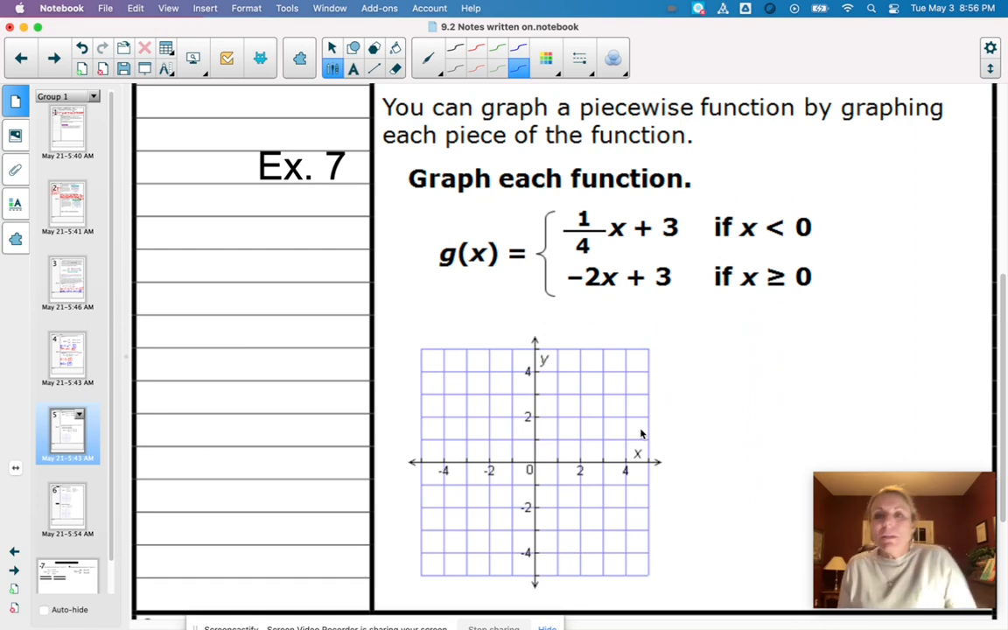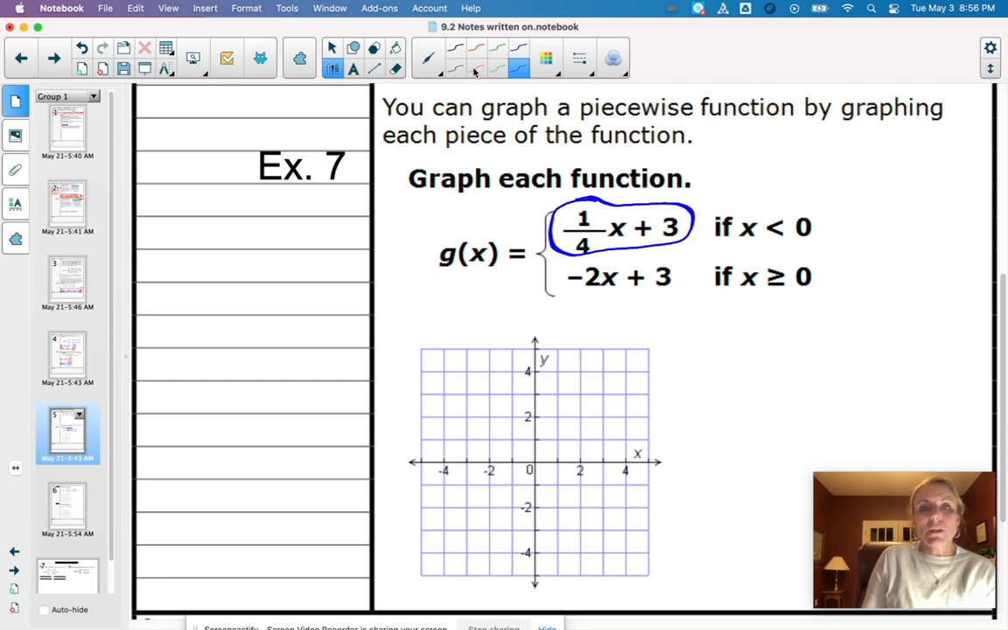You can graph a piecewise function by graphing each piece of the function. So here is the trick that I like to use. I'm going to use colors here. I'm going to graph each line. We have 2 lines going on. G of x, which we can call y, equals 1/4 x plus 3. And the red one is -2x plus 3.